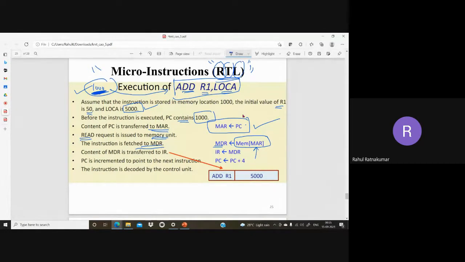Now we need to execute it. For executing, we need to decode it. What is the meaning of this instruction? Before this instruction goes to the control unit or to the decoding phase, you need to store it in the instruction register, IR.